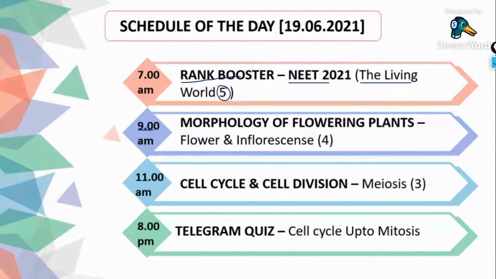At 9 a.m. in the morning you would have Morphology, the next part, that is lecture number 4, flower and inflorescence. At 11 a.m. you would have cell cycle and cell division, meiosis part 3. And at 8 p.m. you would have a Telegram quiz based upon cell cycle and cell division up to the completed lectures, that is up to lecture number 2.